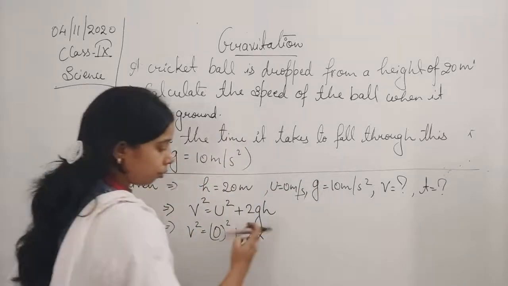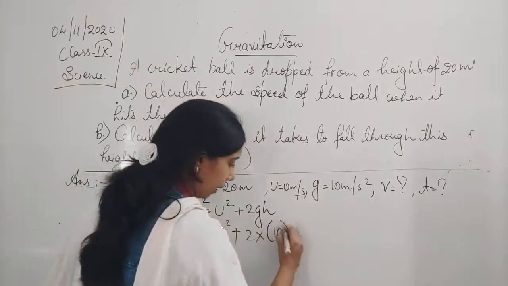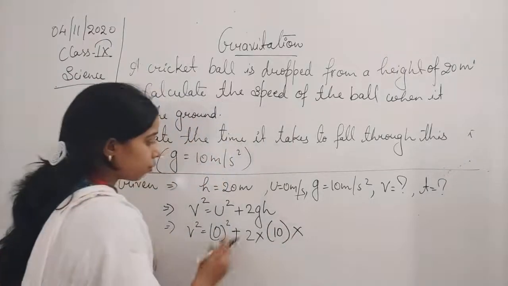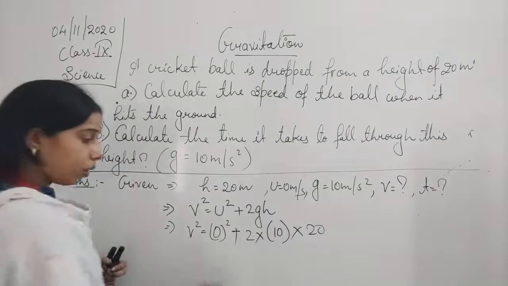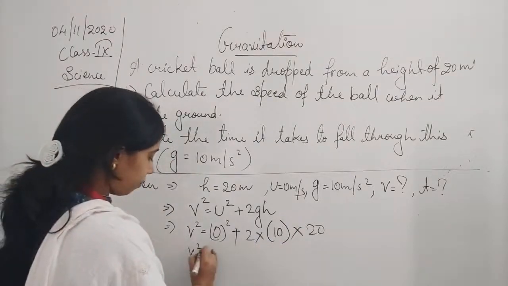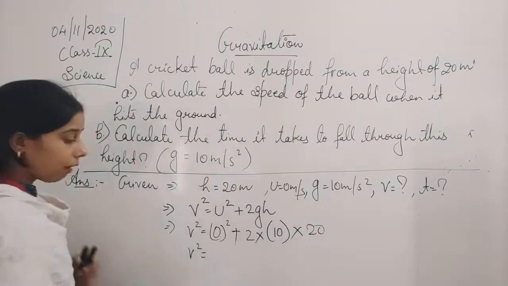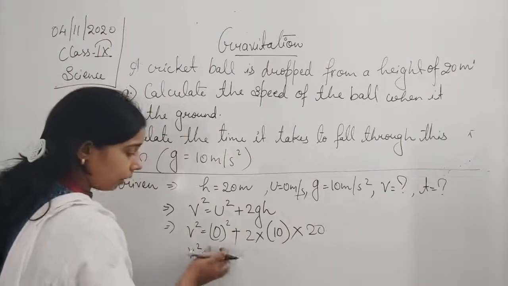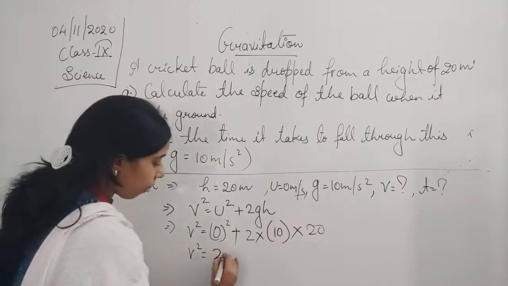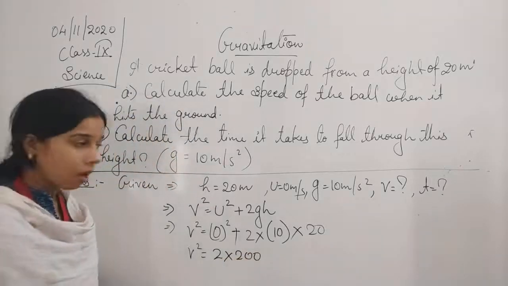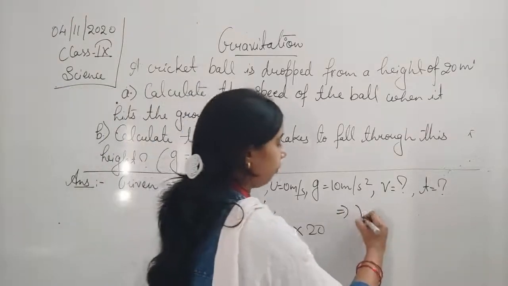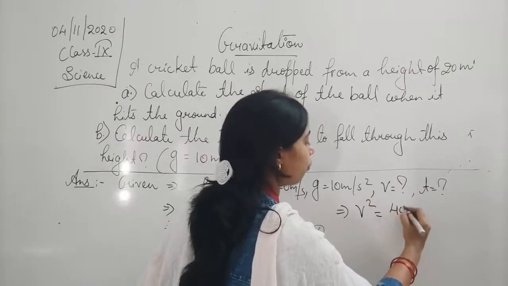So we will write here 2 into g, that is 10, into height, which is given, student, that is 20. All the things have been given and I have put the values there. Now v square equals, u is 0, so leave it. It will be 2 into 200, right? So v square will be equal to 400.